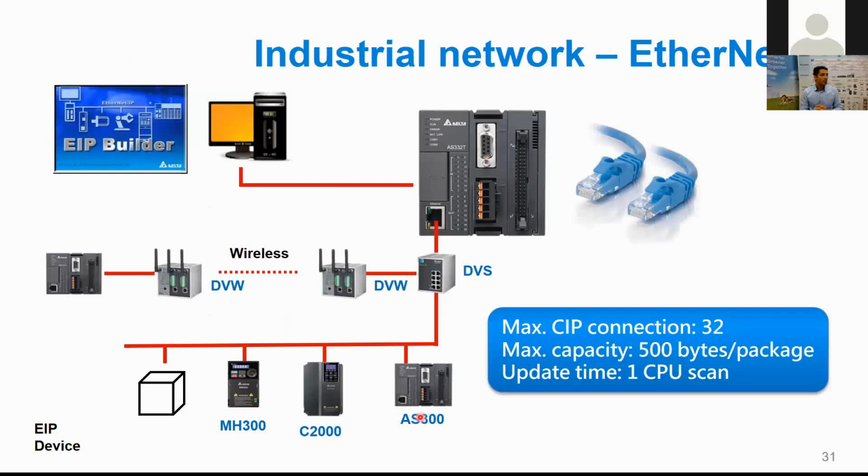And for Ethernet IP, here you see an example, and up to 32 CIP connections are supported. The maximum capacity is 500 bytes per package, and the update time is 1 CPU scan only. So here you see you can make an Ethernet connection for Ethernet IP, or it's also possible with our wireless modems. You can make a wireless communication with another CPU.